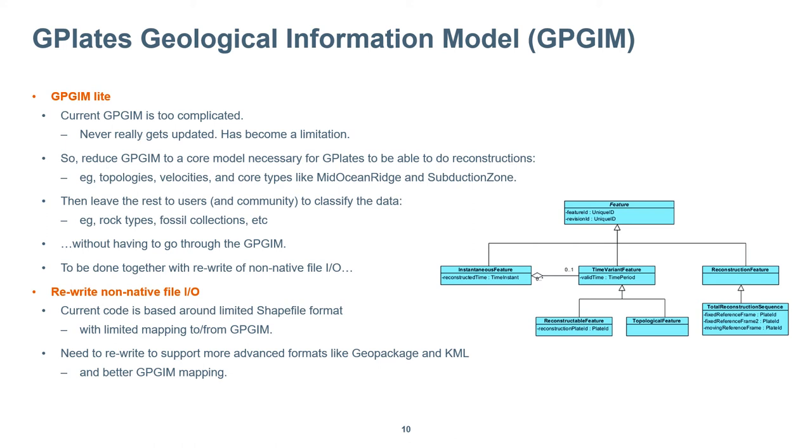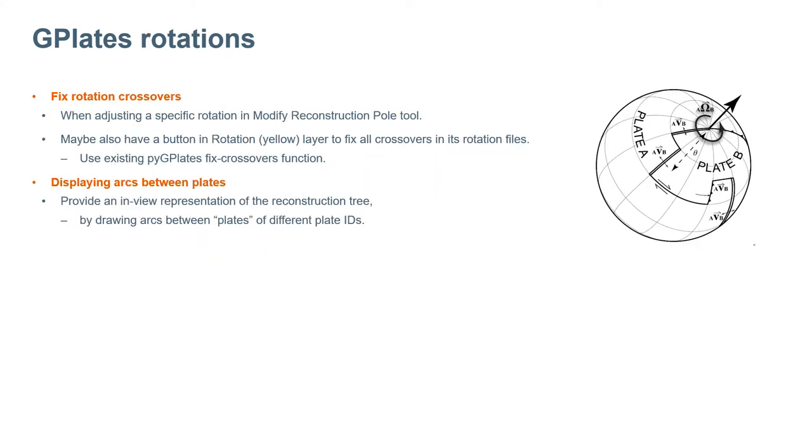Also, we want to overhaul all our non-native file format input output. Currently, we've got the GPML files, which is the native format, and then you've got the non-native formats like shapefiles. And there's newer, more advanced formats like GeoPackage and KML. And so we just need to provide better support for those, and at the same time, integrate them a little better with the GPGIM, the GPlates information model.